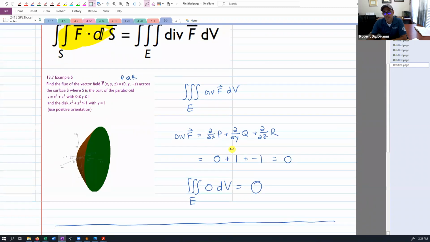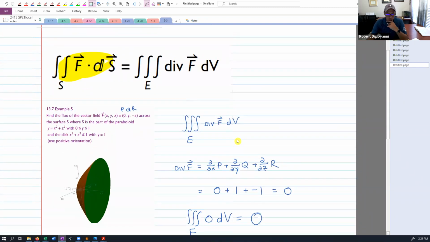So look at this. I guess what I'm getting at is this. If your vector field has a div of 0, then the flux through any closed surface, take any closed surface in that vector field, it's going to be 0 flux. Does that make sense? Give me any vector field where the div is 0, and I promise you that if you put a closed surface in there, the flux is automatically going to be 0 because of this theorem.